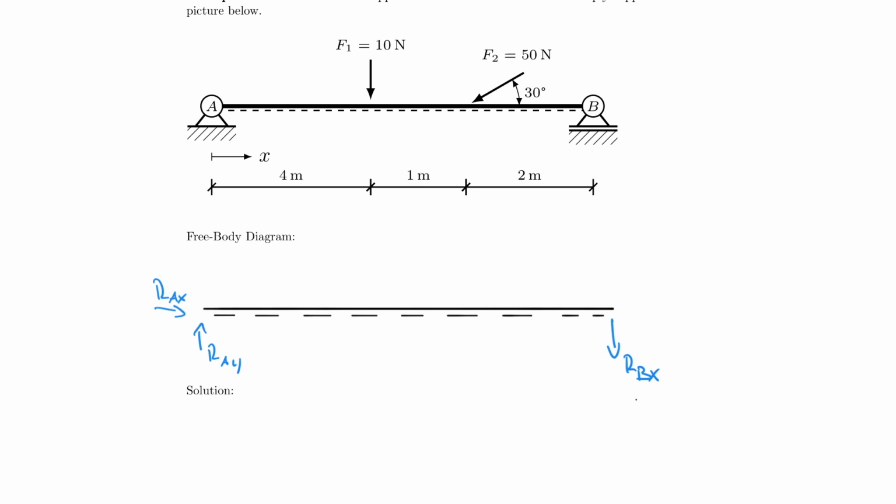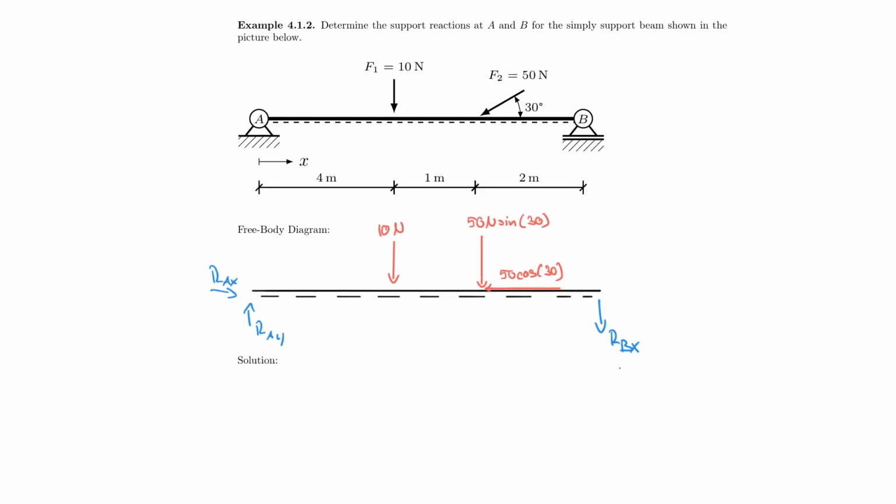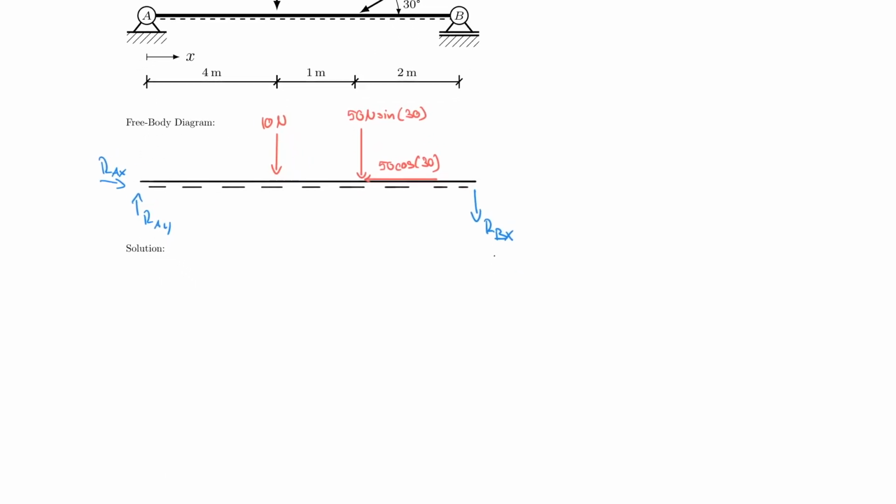But that would just make you find a negative answer for RBX. All right, now I have forces acting on there. So I have 10 Newton in this direction. And I make my life easier if I break it down into a vertical and a horizontal component. So let's call this here 50 Newton times sine of 30. And then I also have a horizontal component, which is equal to 50 cosine of 30. And now we can write out the equilibrium equations for this system. Let's go ahead and do that.